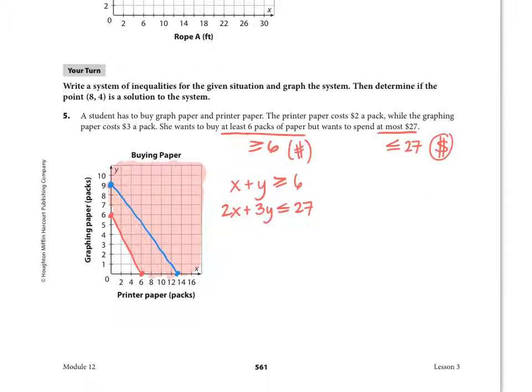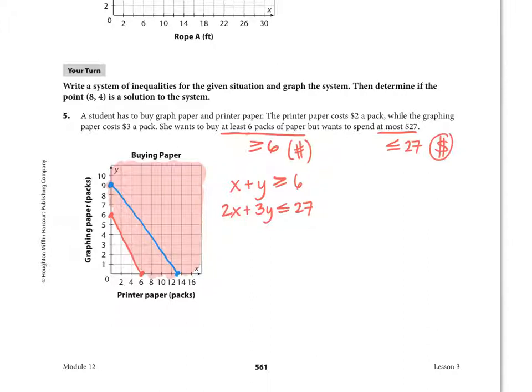And I'm going to shade towards 0, 0, because 0, 0 is a solution. 0, 0 is like spending $0, which the student would be okay with if they didn't want to spend more than 27. But that's not buying at least 6 packs. But it does satisfy the second equation. They don't want to spend any more than $27.